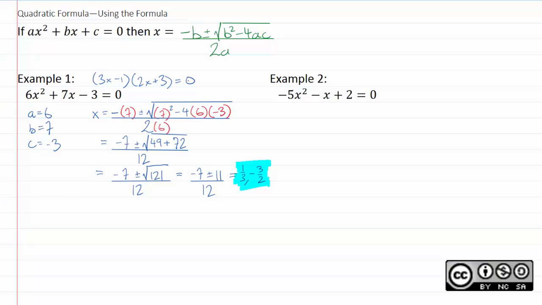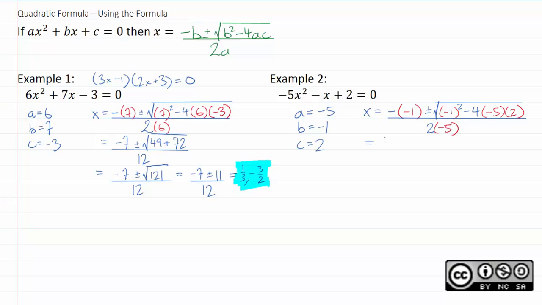The problem is that factoring doesn't work on example 2. So let's take a look at example 2. A equals negative 5, b equals negative 1, and c equals 2. Here we just substitute everything into the quadratic formula yet again. We'll have x equals the negative of b, which is negative 1. Be careful, that'll ultimately come out positive because we have two minuses there. Then we'll have negative 1 squared minus 4 times negative 5 times 2, and we divide all of that by 2 times negative 5.